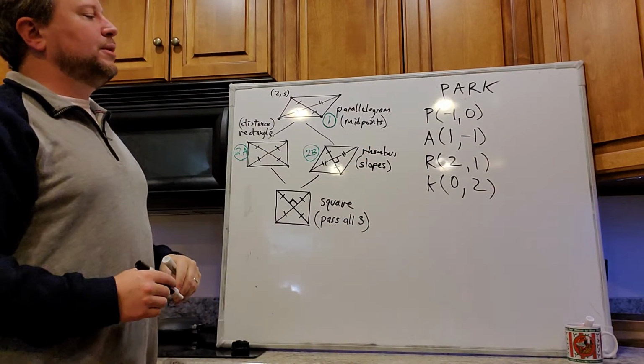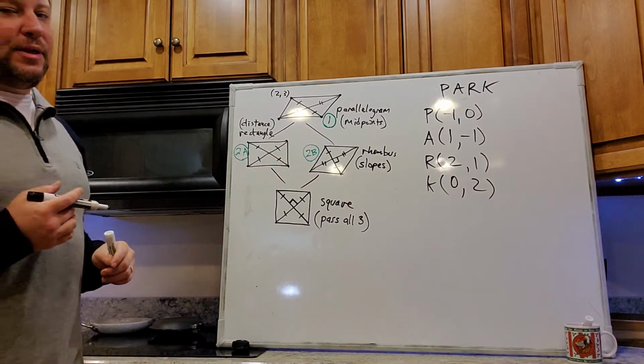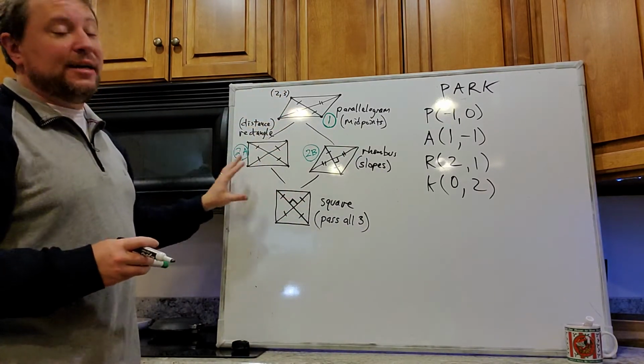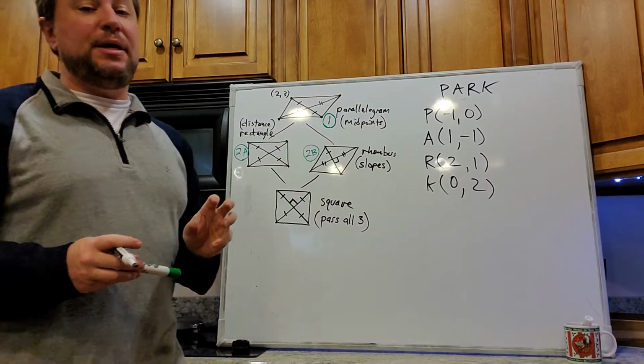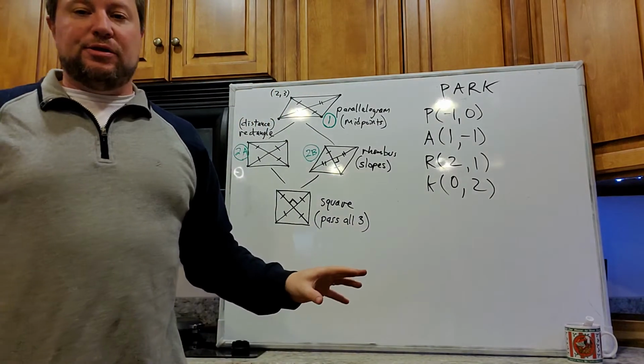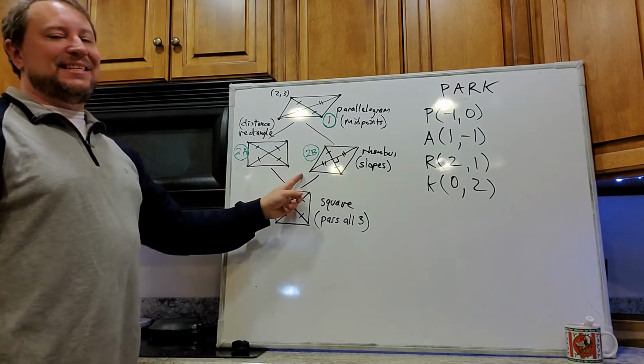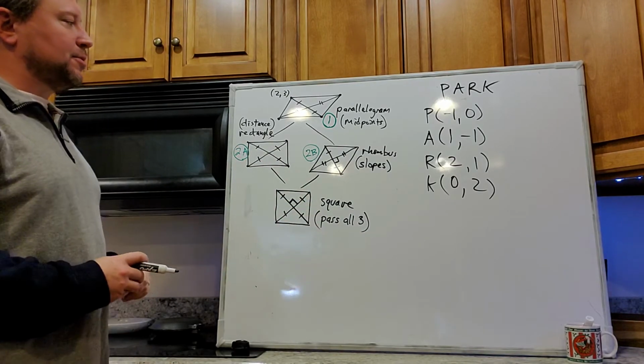So there's our coordinates. I'm not going to sit here and graph this, although if you did make a quick sketch, it might give you an idea of what possible shape it might be. But I do not want you guessing. I want you to check. I want you to go through each of these tests to figure out what shape this is going to be.